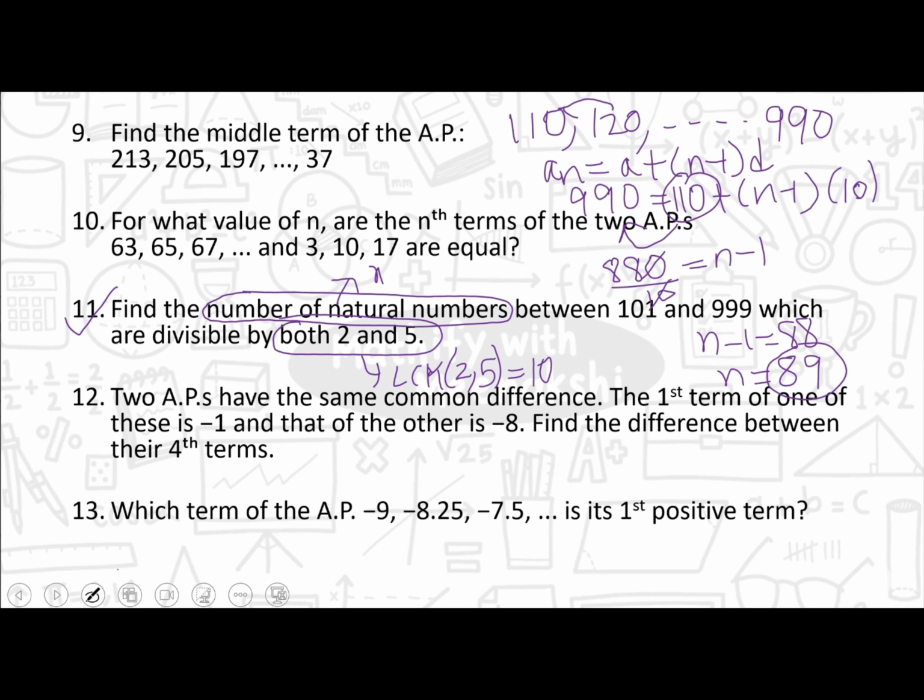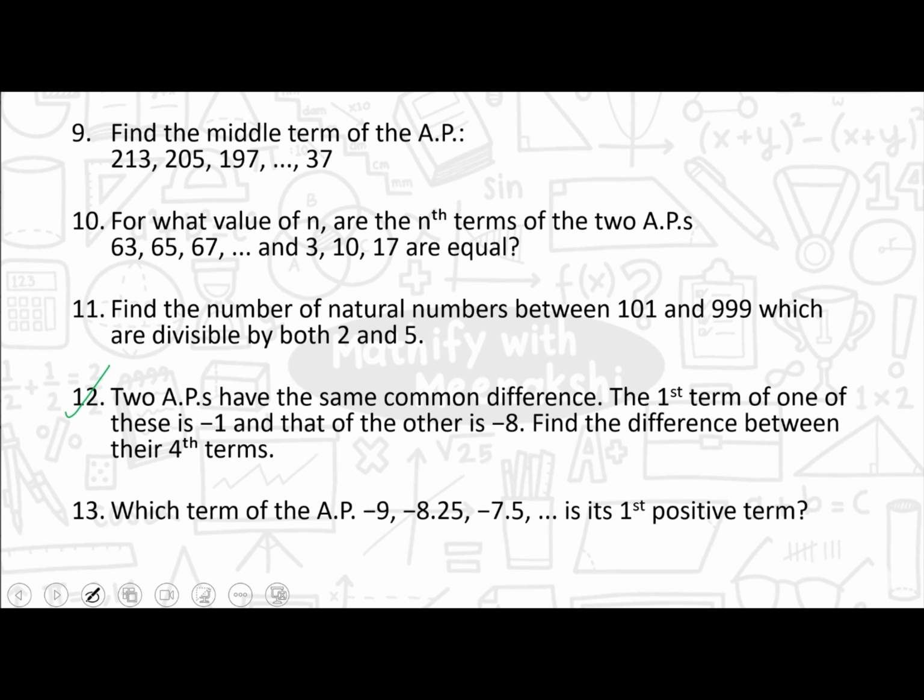Let's move to question number 12. In question number 12, it's given that two APs have the same common difference. So let's take that common difference D. In the first AP we have common difference D, and in the second AP also we have common difference D. Now they are saying for the first AP, the first term is minus 1. That means your AP is minus 1 plus D, then minus 1 plus 2D, and minus 1 plus 3D, and so on.